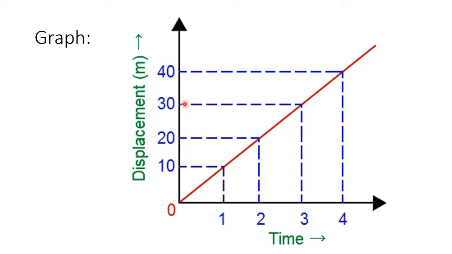This displacement is 30 meter. When time is 4 seconds, it moves 40 meter. So this is the graph of uniform motion.